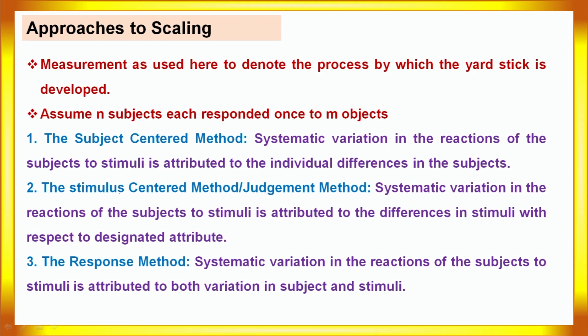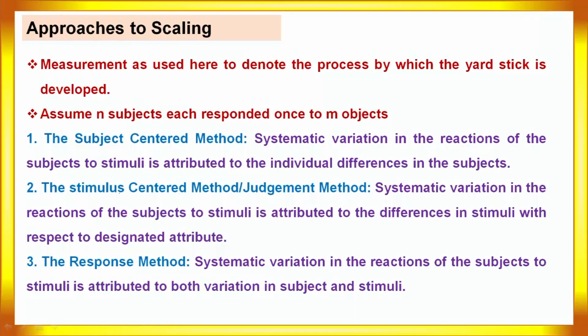The first type of scaling approach is the subject centered approach. It assumes that systematic variation in the reaction of the subject to the stimuli, meaning the question or item you put in the scale, is because of differences in the individual. Different individuals respond in different ways to the stimulus. That is the basic background of this one type of scale development.